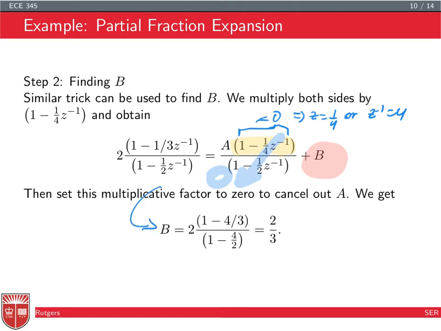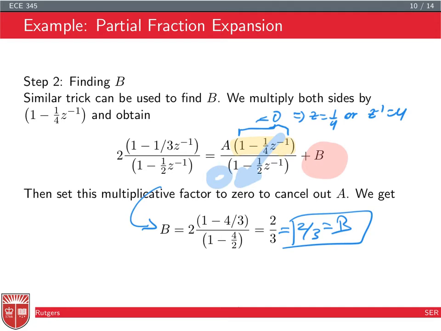1 minus 1/3 times 4, which is 1 minus 4/3, divided by 1 minus 1/2 times 4. So you get B equal to 2/3. Right? And this way we solve the problem. So we have our constants capital A, capital B, and the poles, and then I can write what we started with, the complicated rational function, in terms of a sum of terms of smaller degree, which I know how to invert.